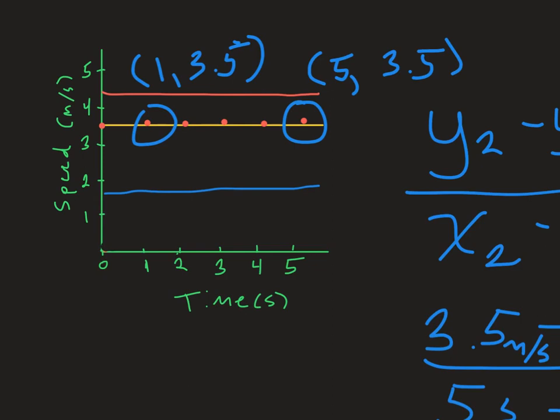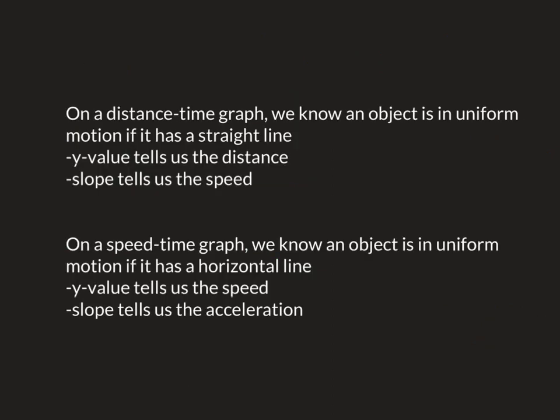So just to summarize now, all right, last slide today. Just want to quickly go through a summary of what we've talked about, okay? On a distance time graph, and you do need to double check which type of graph you're looking at, so always look at the y-axis. We know that the object is in uniform motion if it has a straight line, okay?